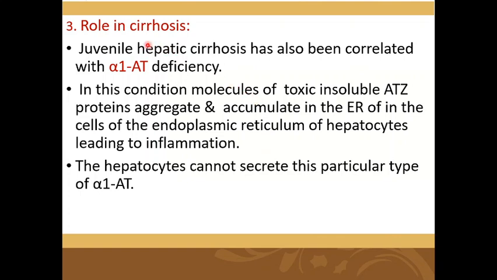What happens in juvenile hepatic cirrhosis? Toxic insoluble ATZ protein aggregates in the endoplasmic reticulum of the hepatocytes, and this leads to inflammation. The hepatocyte cannot secrete this type of mutant alpha-1 antitrypsin. This is the mutant form, antitrypsin Z. It is the mutant form and the hepatocyte cannot secrete this particular type of alpha-1 antitrypsin.